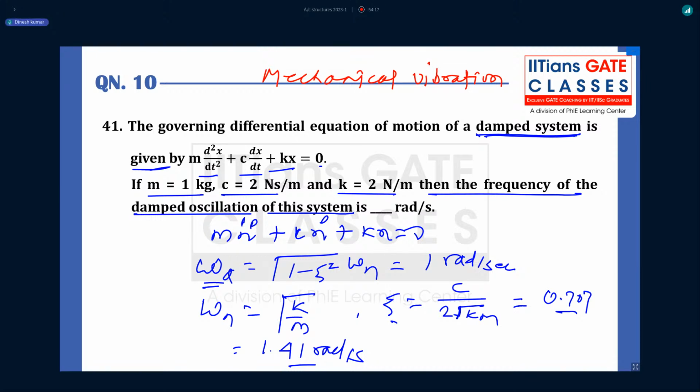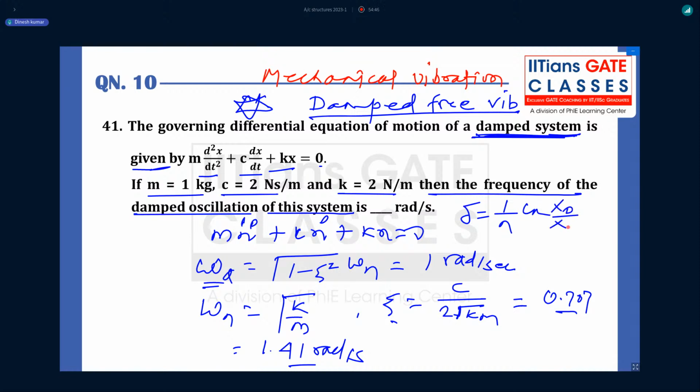So guys, again, this damped free vibration is another very important topic in GATE Aerospace. Another concept from damped free vibration is logarithmic decrement. Logarithmic decrement is given by delta equal to 1 by n ln of x naught by xn. So what is the n value? Many people will have confusion. It is always calculated by nth cycle minus first cycle.